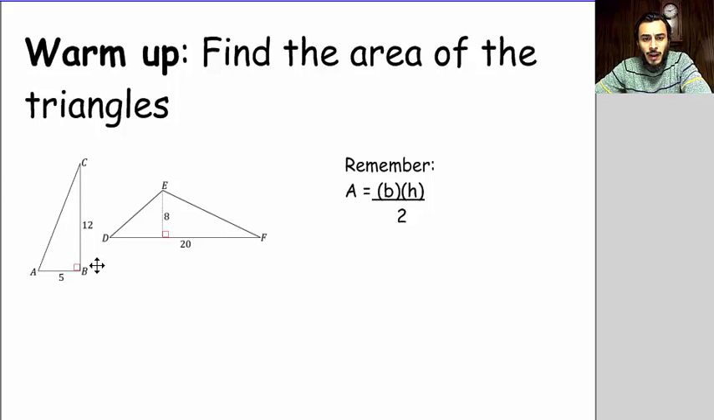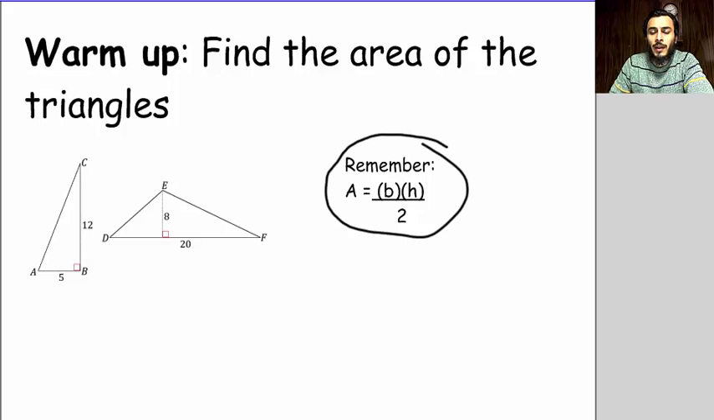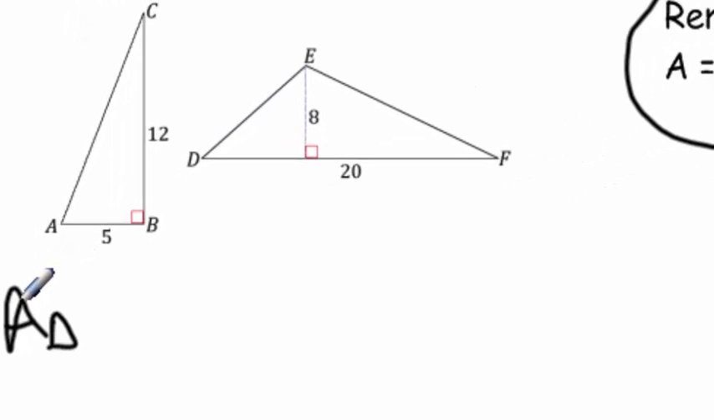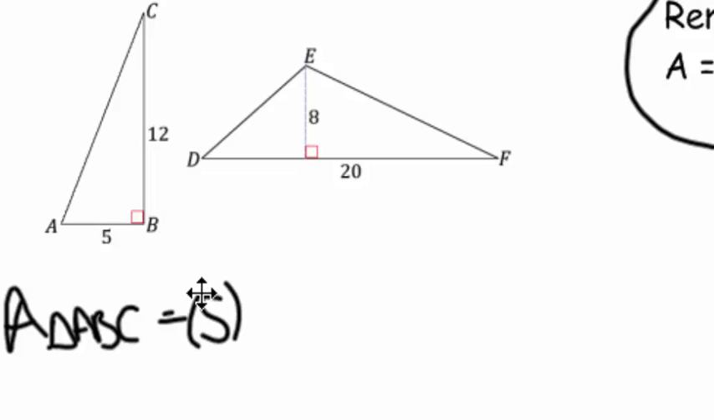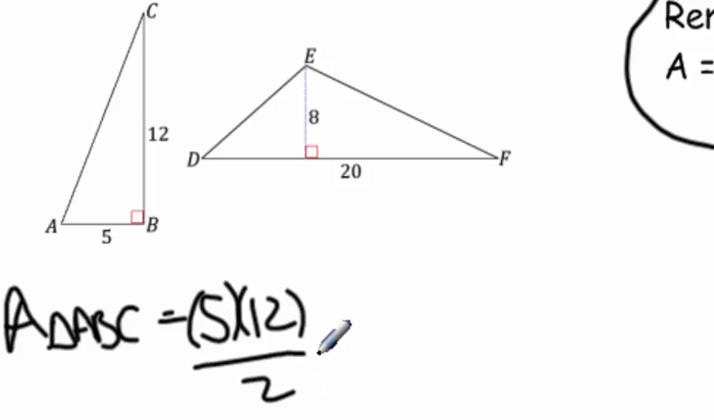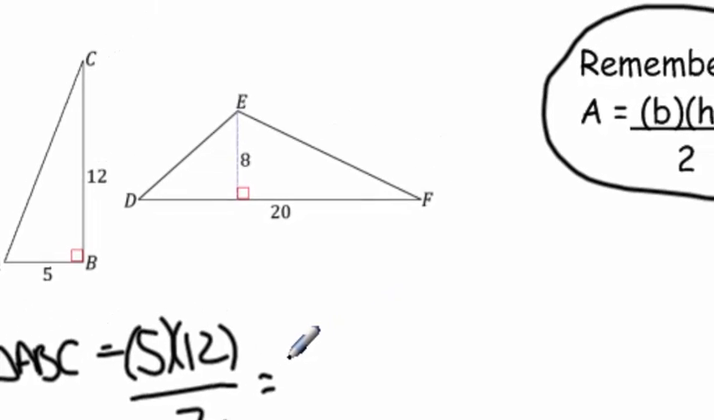I want you to just find the area of these two triangles, and you'll recall that the area of a triangle, the simple formula, is simply base times height divided by 2. So the area of triangle ABC is going to be the base, which is 5, times the height, which is 12. Then we're going to divide that by 2. 5 times 12 is 60. 60 divided by 2 is 30.